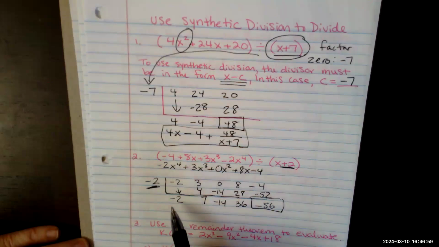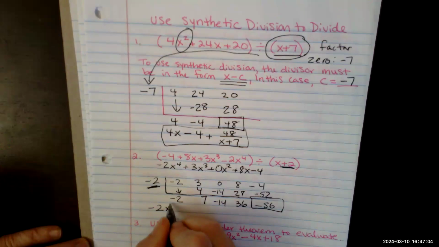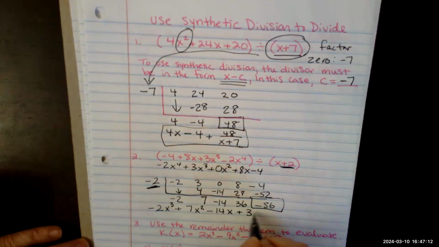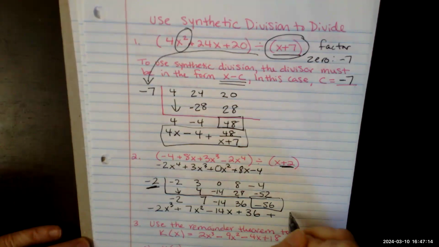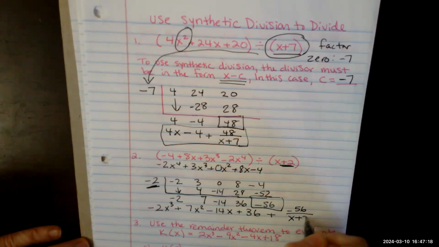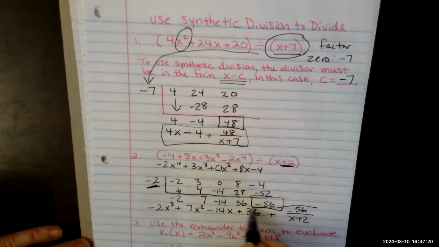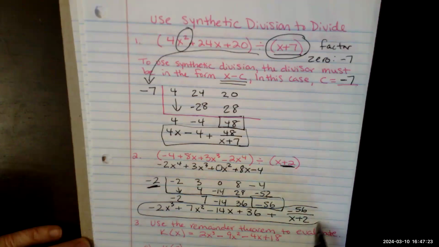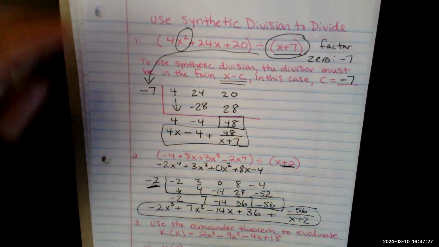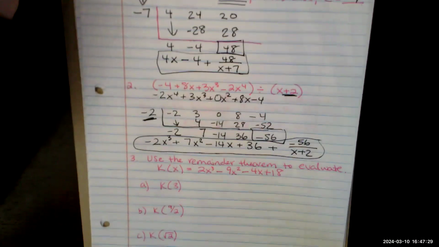X to the 4th. So now this should be 1 power less. So -2x to the 3rd, and then it just keeps on going down. Plus 7x to the 2nd, minus 14x, plus 36, plus -56 over what were we really dividing by? So do you see it's kind of like a shortcut? We get rid of all the x's and just deal with the numbers, but then at the very end, if they're asking you the answer, you need to put those back in.